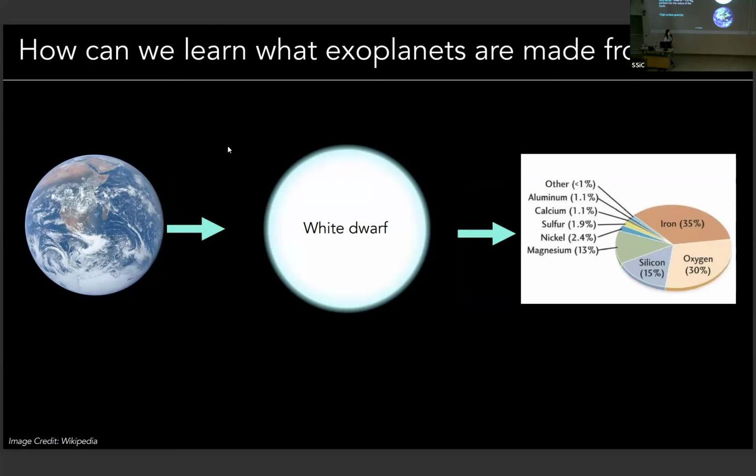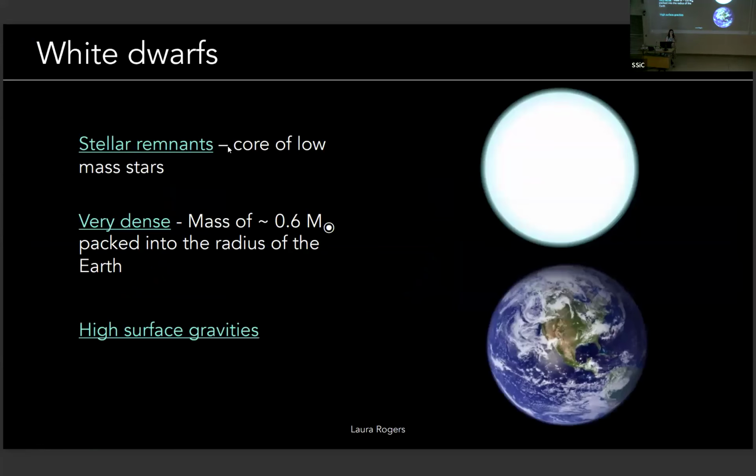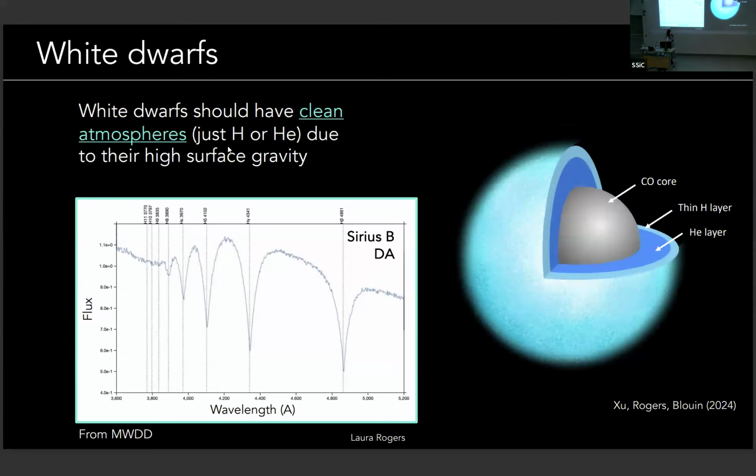But what is a white dwarf? A white dwarf is a stellar remnant. This is the core of a low-mass star that's left behind after stellar evolution. Our sun will turn into a white dwarf eventually. They're incredibly dense, with a mass of about 0.6 solar masses packed into the radius of the Earth. This means they have incredibly high surface gravities, so you would expect to only see surface layers of either hydrogen or helium. Here you can see the spectrum of Sirius B, the closest white dwarf to us, and there are only spectral features from hydrogen lines in this data.